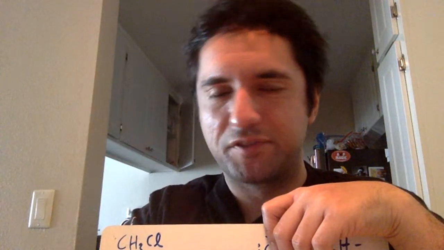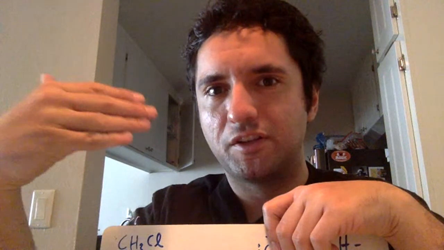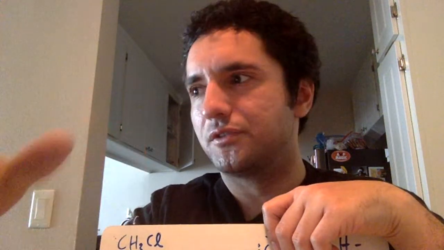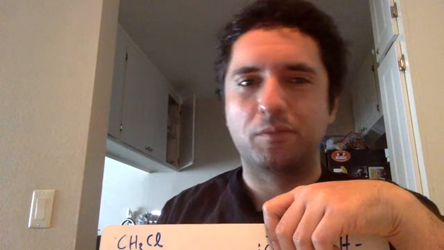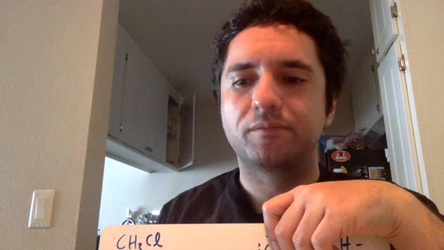So viscosity is basically the internal friction of the liquid causing it to move slower. If something's more viscous, it's going to be moving more slowly. It's going to be a thicker liquid, a little bit more sticky and slowly moving.